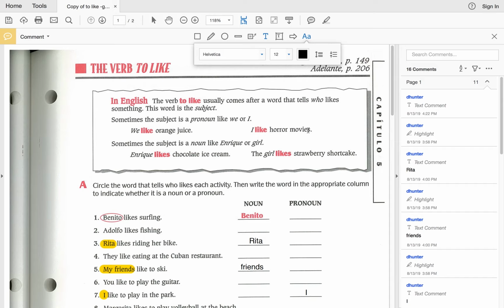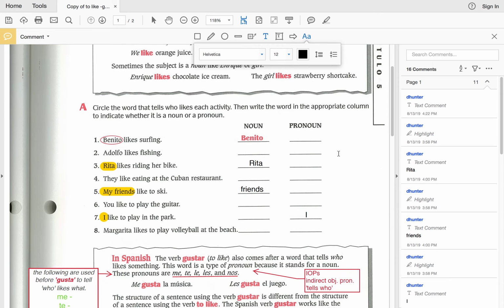Other times, the subject is a noun like Enrique or the girl. Enrique likes chocolate ice cream, or the girl likes strawberry shortcake. The activity below asks you to decide whether the subject presented is a noun or pronoun. You can see here, Benito likes surfing. Benito is our noun. He is who likes surfing. So we go to number 3, we see Rita likes riding her bike.